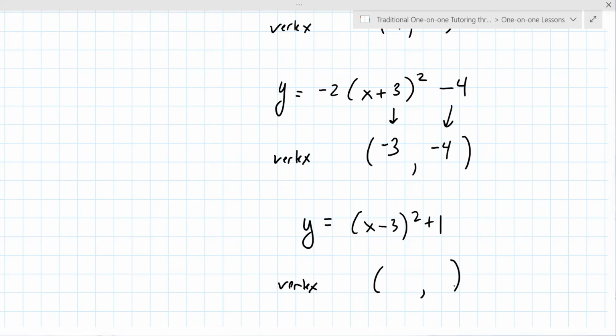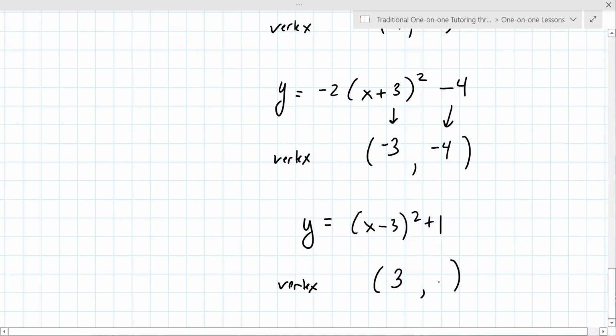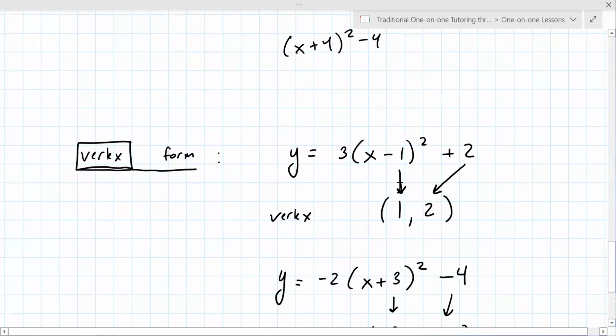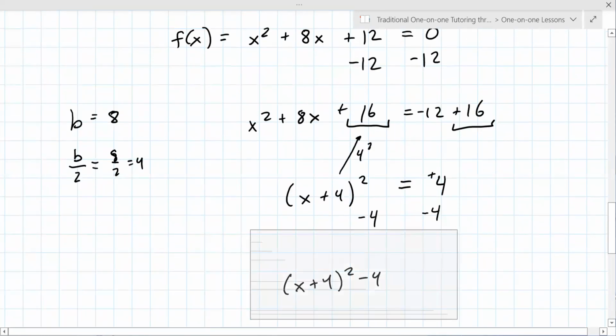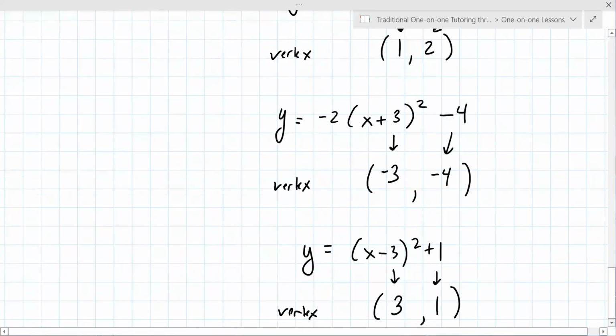Would I have to solve it? Nope. 3 and then 1. It's one. Right? 3 and 1. Yes. Why is it 3? Just because that's the 3. It's +3, and then the 1. Very good. And then the other one we did here, the other one we did here.